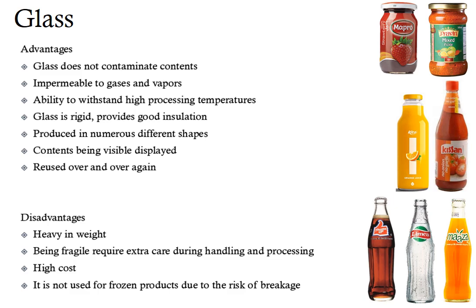In addition, it can be produced in various different shapes. The transparency of glass also allows the consumer to view the product, and there are various variations in glass color which can protect the light sensitive contents. Glass packaging also benefits the environment as it is reusable and recyclable. However, there are certain disadvantages in using glass.